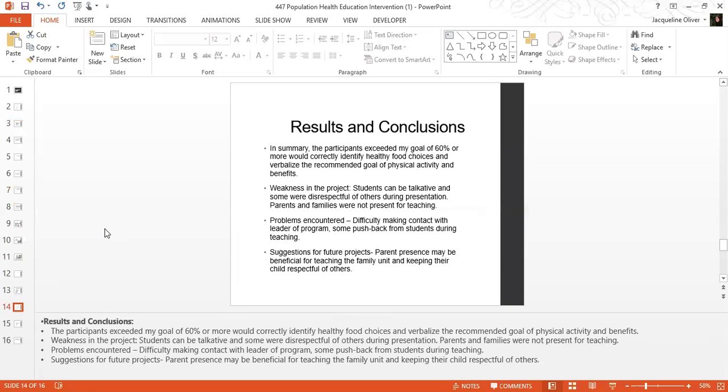Suggestions for future projects: I really think that it would benefit from having parent presence and teaching the family as a unit, because that is the child's lifestyle at home, and also keeping them respectful of others in the classroom.